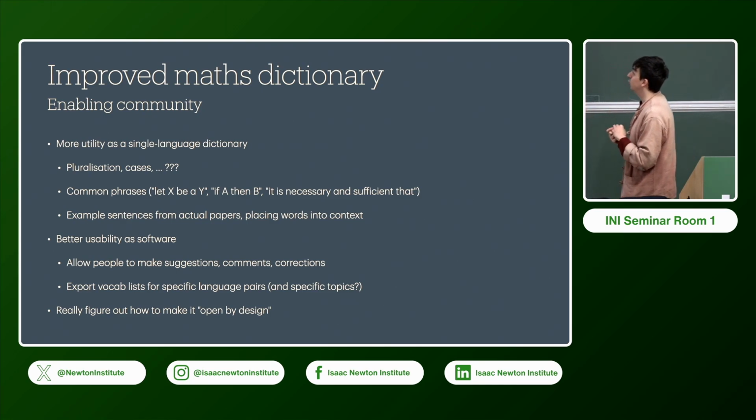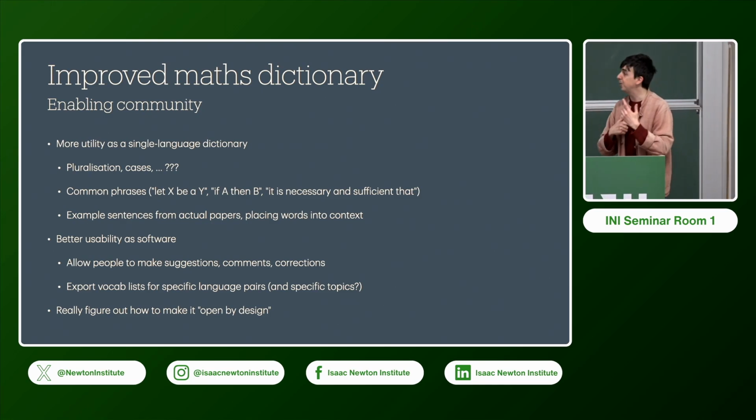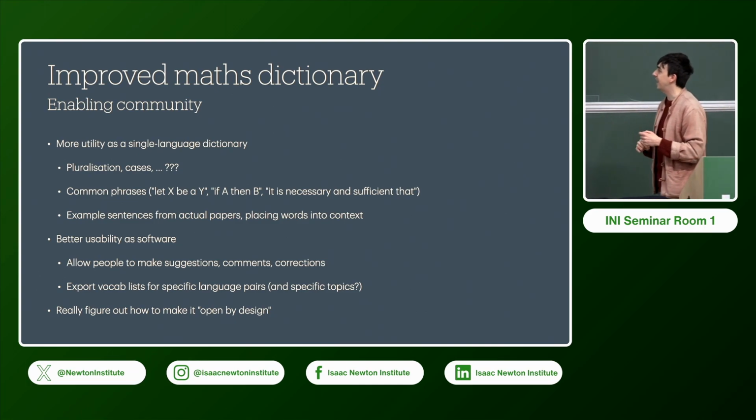It'd be much better if it was like good software, so people could comment on things, correct things. If you could right-click and download. I just want all of the French-English translations for algebraic geometry.